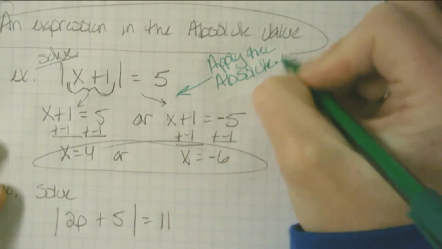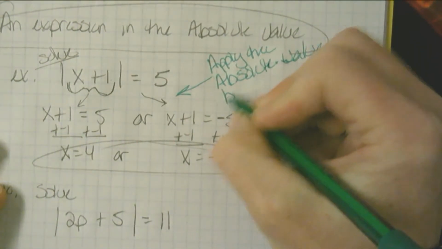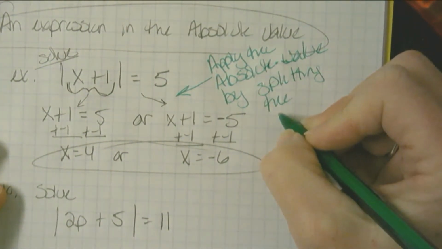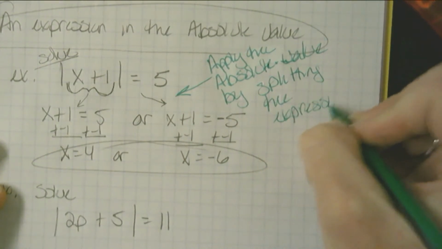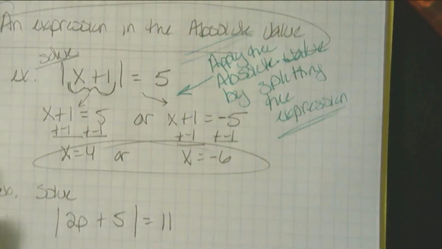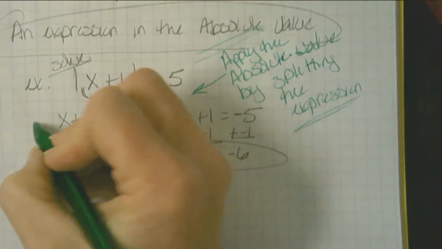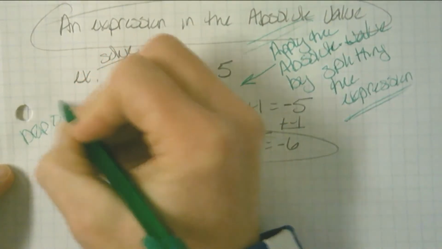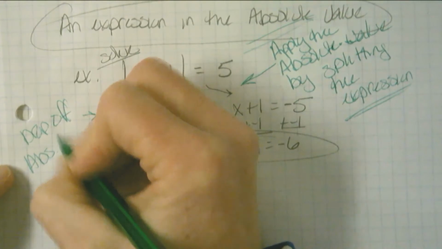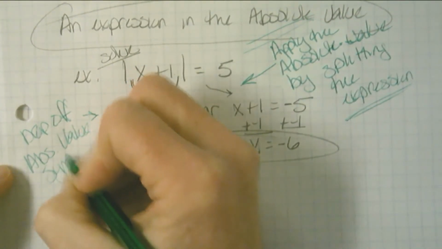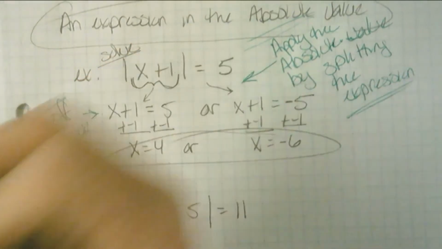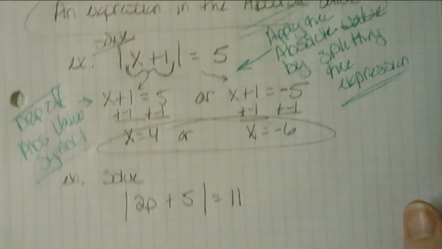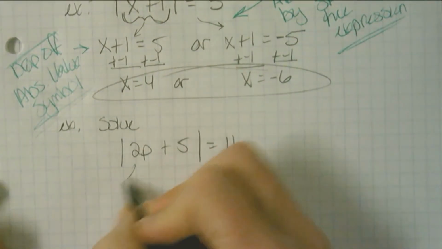You're writing this down. You apply the absolute value by splitting the expression. So we apply the absolute value, and if you notice, the absolute value symbols get dropped off. Drop off, absolute value symbols. All right, so if we go to this, I have to split this.